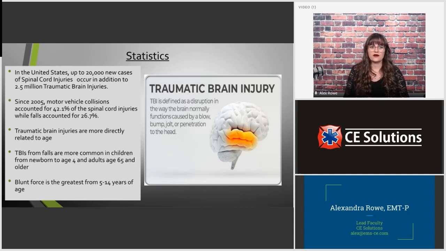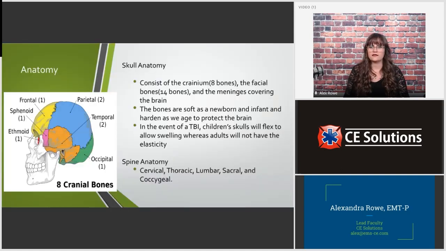Blunt force trauma is the greatest from 5 to 14 years of age. What's really going on in that age group? They start school, they start getting involved in some sports and youth activities, football, for instance, right? Kids love to play sports. So if they get involved in something like that, they're more likely in that age group to have blunt force trauma.